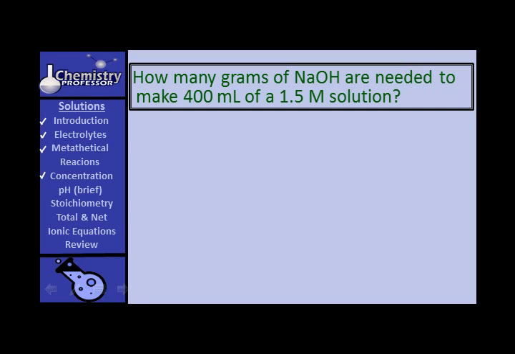How many grams of sodium hydroxide are needed to make 400 milliliters of a 1.5 molar solution? Now, you want to stop, do this yourself, then come back and let me show you how to work it. Pause this, and then we'll go on when you're ready.